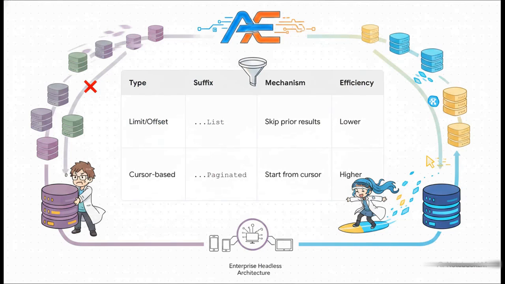So, after filtering, you've got to paginate efficiently. Let's clearly contrast the two mechanisms we're looking at here. If your query suffix ends in .list, like article list, you're using standard limit/offset pagination. If you want results 50 to 55, the fetcher has to pull and physically skip the first 50 results. It works, sure, but it's much lower efficiency. Conversely, ending the suffix in .paginated unlocks cursor-based pagination. The fetcher only pulls results starting from the exact cursor point. For large datasets, that is vastly more efficient.